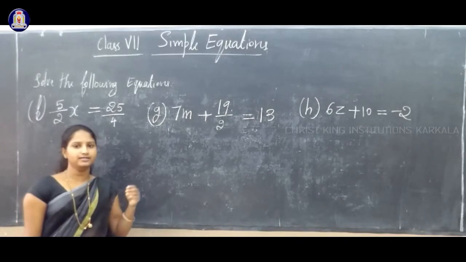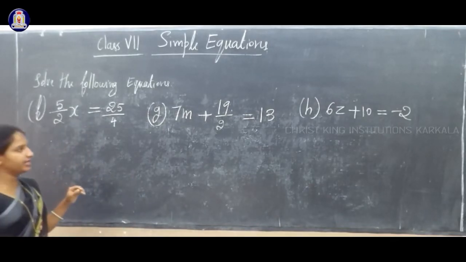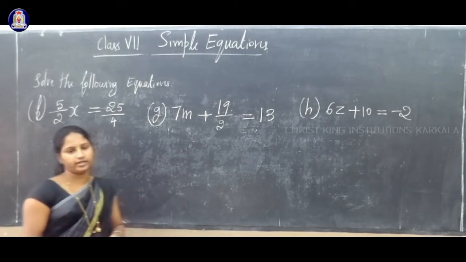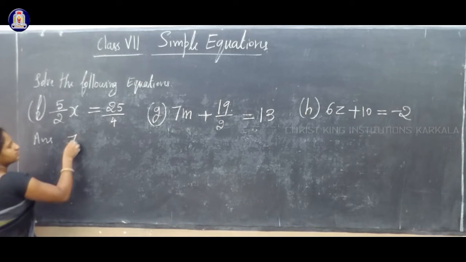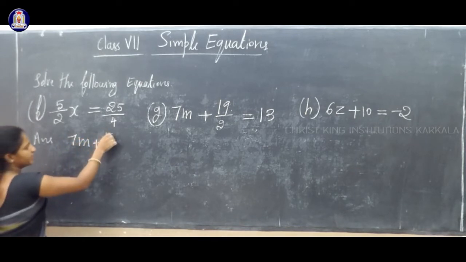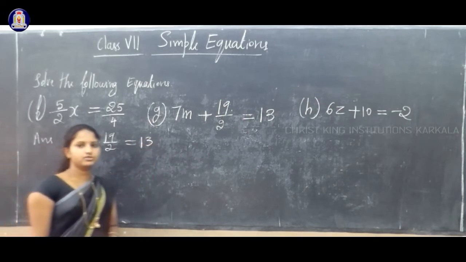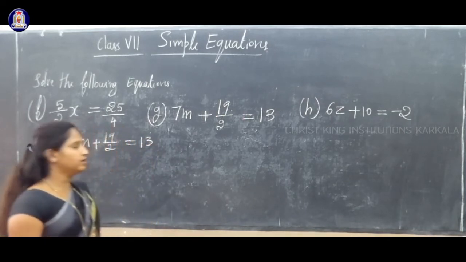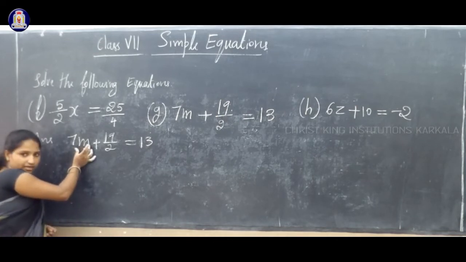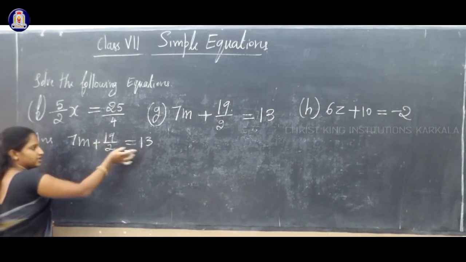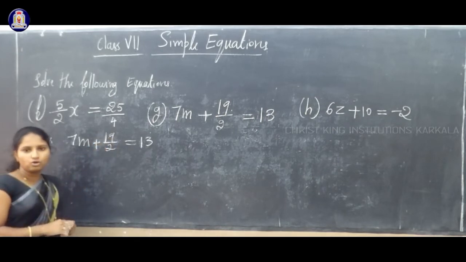Clear? Okay. Second question, see here 7m plus 19 by 2 is equal to 13. So how to find the value of m? Clear? 7m, m is a variable, correct? M is a variable and 13 is a constant. Even 19 by 2 is also a constant.